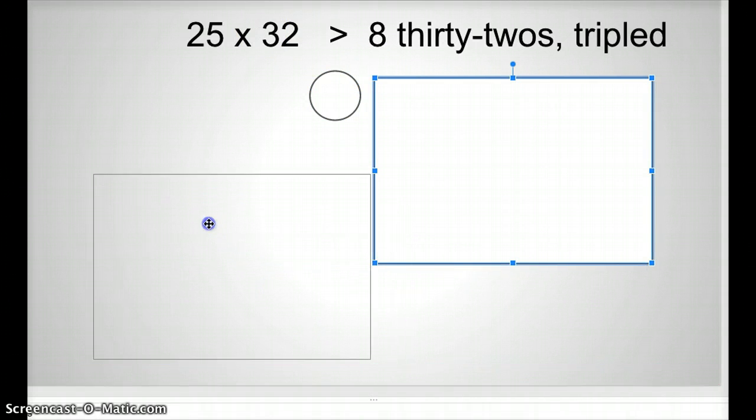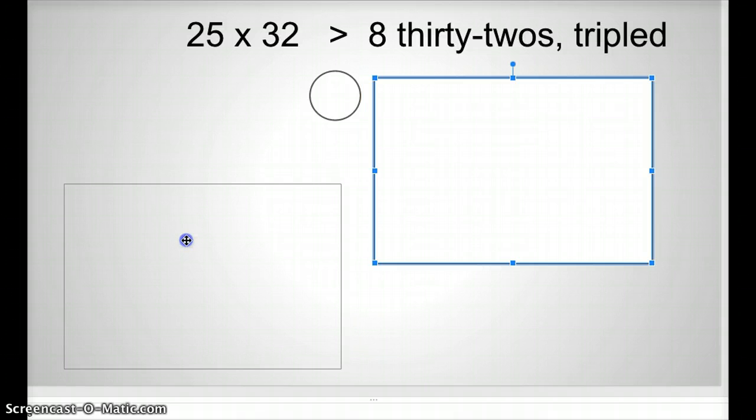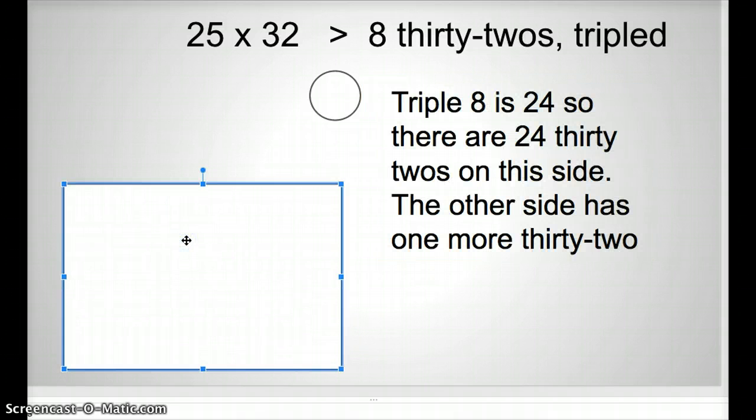This time I can sometimes explain just by mentioning something on one side. So when I triple 8 it is 24, so there are 24 32s on this side. The other side has one more 32, because 25 32s is one more 32 than 24 32s.